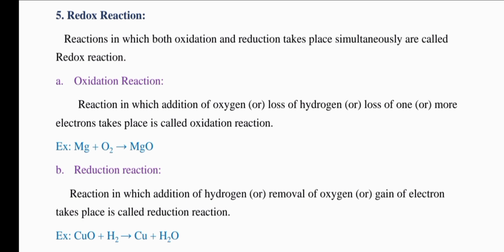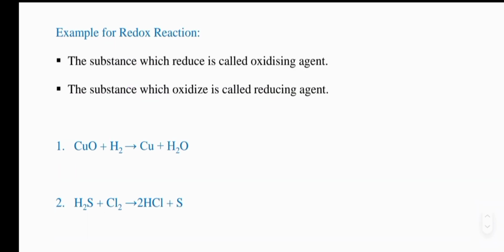Next, reduction reaction. A reaction in which addition of hydrogen, removal of oxygen or gain of electron takes place is called a reduction reaction. For example, copper oxide reacts with hydrogen. It forms copper and water. Here, from reactant to product, copper oxide loses oxygen and forms copper.